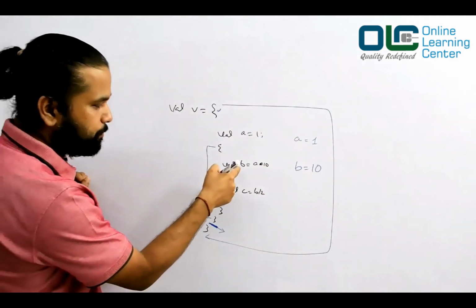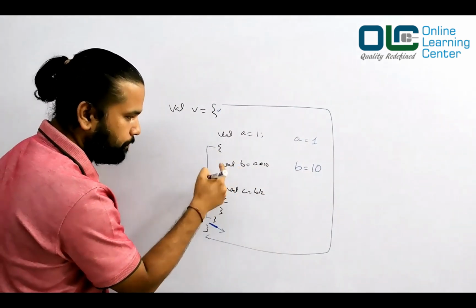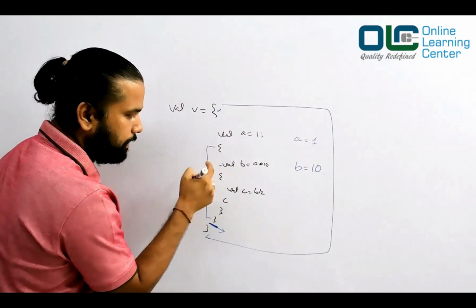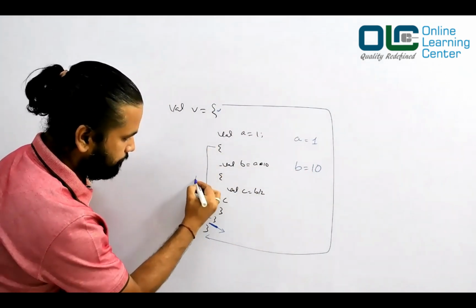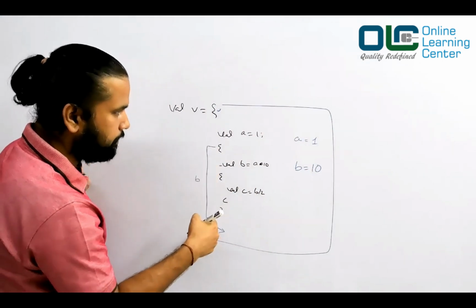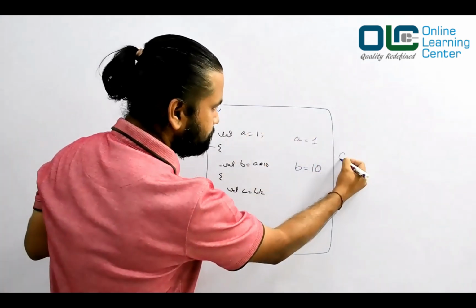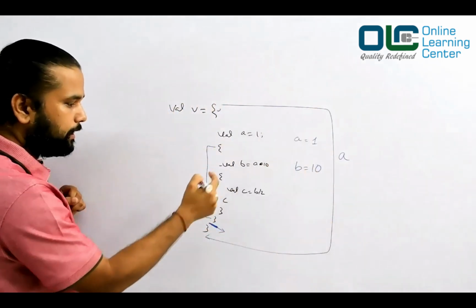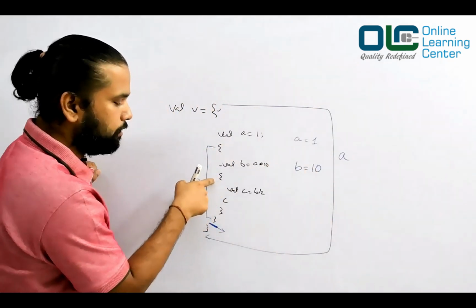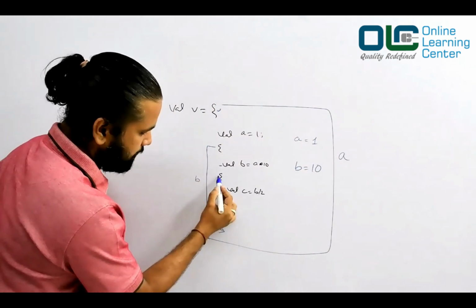Now the value of this b is defined here in this scope, and b would be accessible till here. Your a would also be accessible till here. Now I again started one more block, so this is another block.